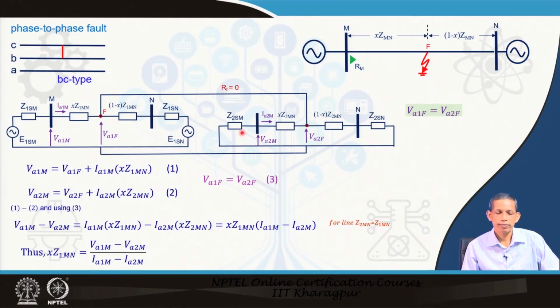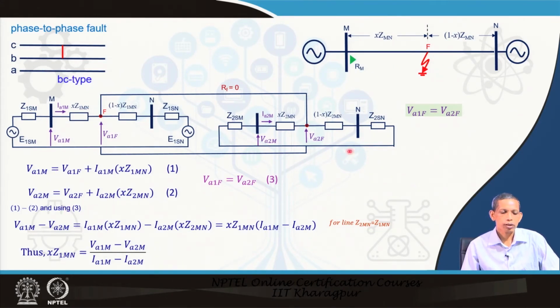connected like this, and we see here that Va1f equals Va2f at the fault point. So, that is the relation for the BC fault, Va1f equals Va2f. This relation is obtained from this sequence diagram for this case of BC type fault.